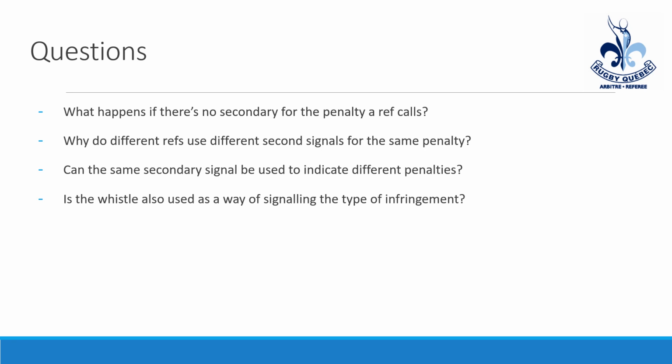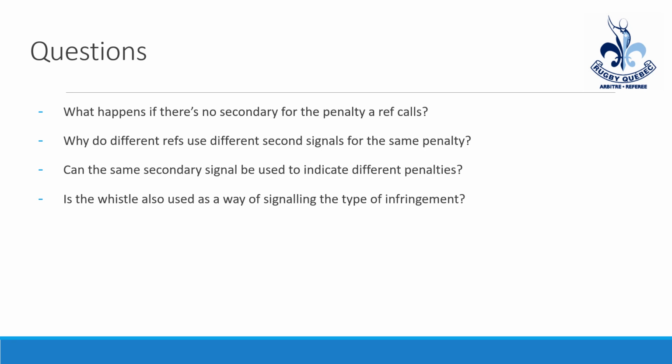So we had a few questions come in, and there's some really good ones here. The first one is, what happens if there's no secondary signal for the penalty or referee calls? In this situation, we just keep playing. There could be a quick tap and the referee doesn't have a chance to show you a secondary. This is typically what happens. If that's the case, just make sure you're back 10 if you're on defense, and continue playing. Then at the next stoppage, if you're really unsure of what happened, have your captain speak to the referee, or just ask politely, and the referee will almost always be more than happy to explain it to you.